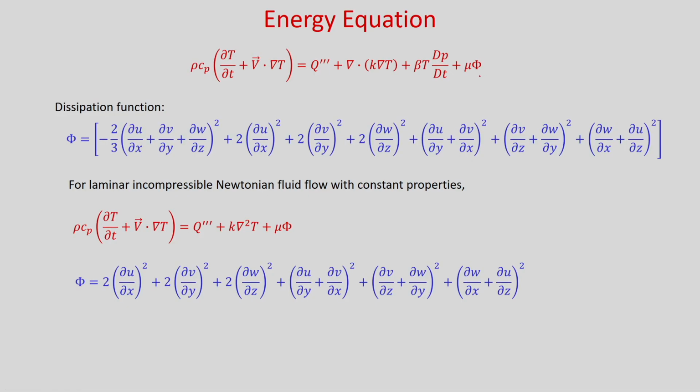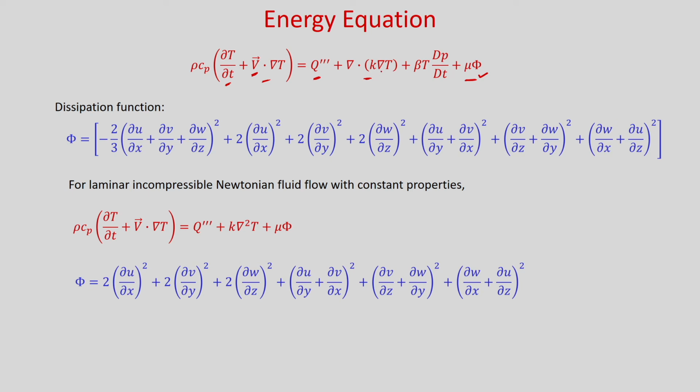So, you can see we have derived this equation in general, and phi is the dissipation function and mu phi is the dissipation term. Here this is the temporal term, this is the inertia term where temperature is convected due to the velocity v, this is the heat generation per unit volume, and this is the diffusion term.